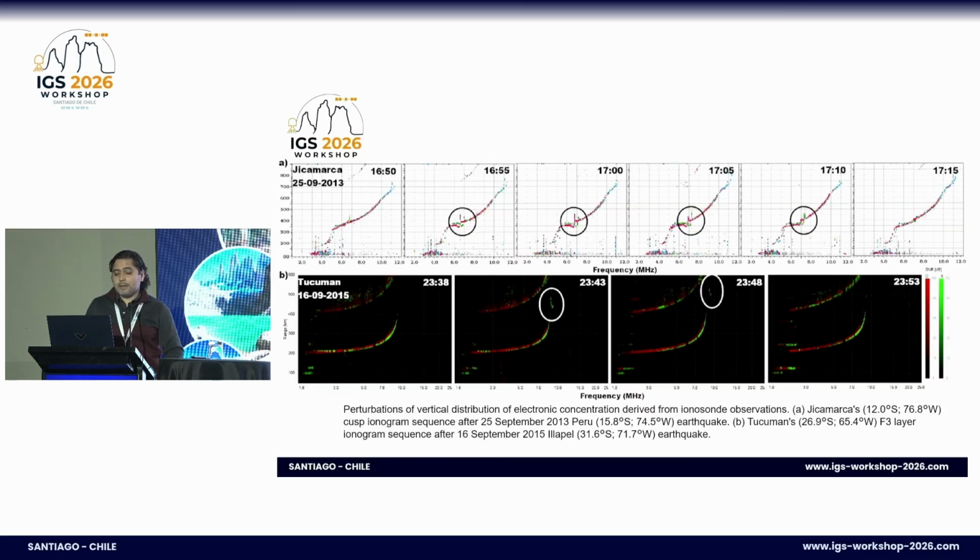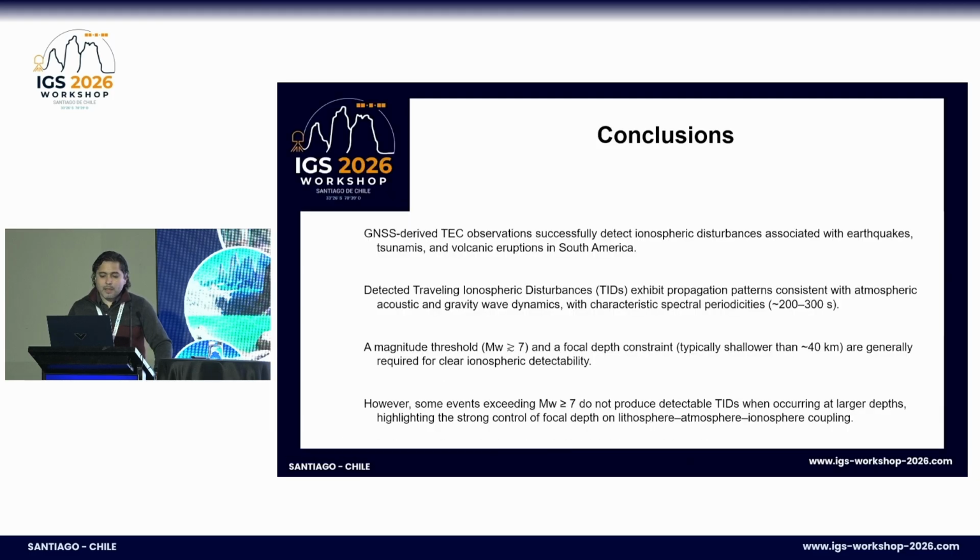Also, I want to mention that this disturbance we can observe in the ionosonde. For example, in the first row in Jicamarca, we observe an intermediary layer during the earthquake in Peru in 2013, and at the bottom in Tucumán ionosonde, we can observe an additional stratification that agrees with the time of the passage of the TID.